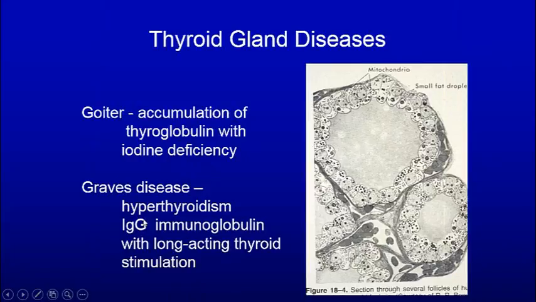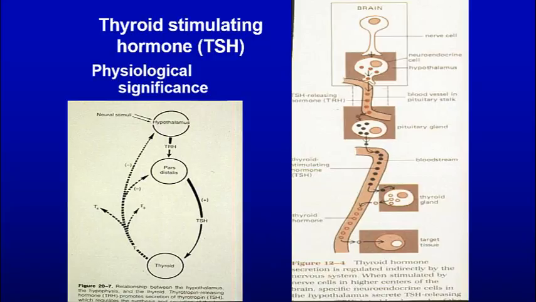Graves' disease is hyperthyroidism, caused by IgG, an immunoglobulin, the long-acting thyroid stimulator. So the body thinks this IgG immunoglobulin is actually thyroid stimulating hormone, is what happens in that case. Thyroid stimulating hormone, as you see, comes from the hypothalamus down to the pituitary, and goes to the thyroid gland.